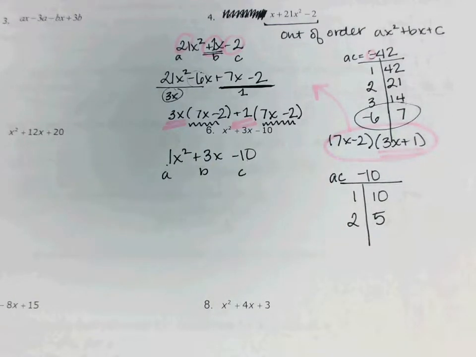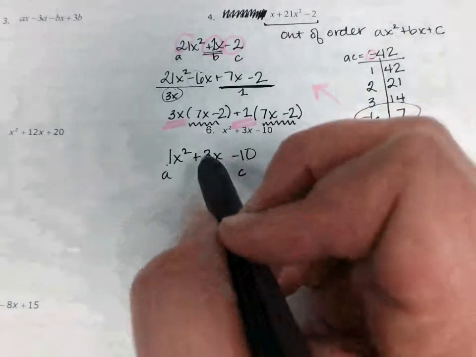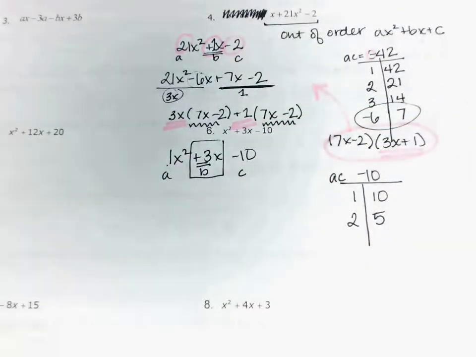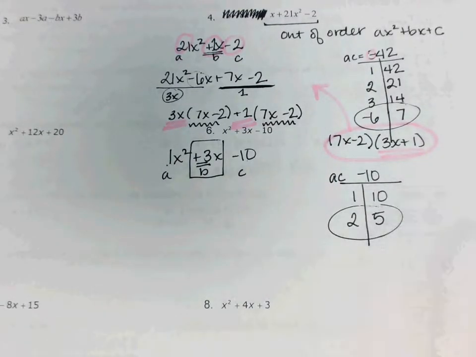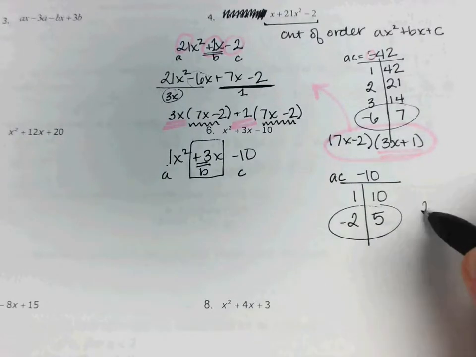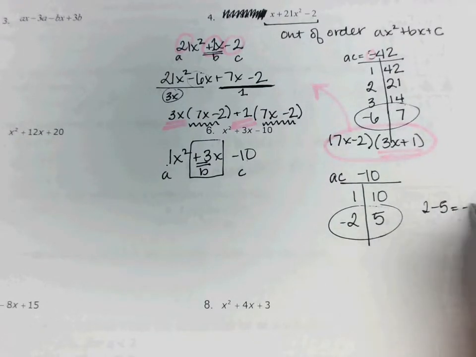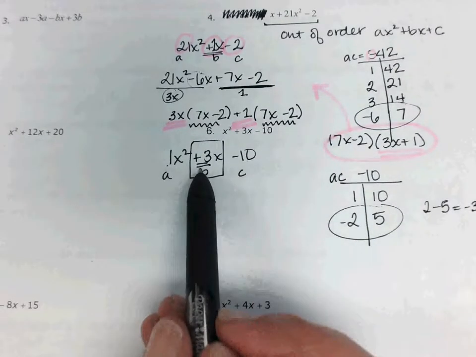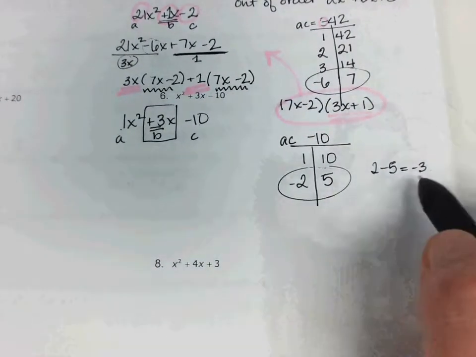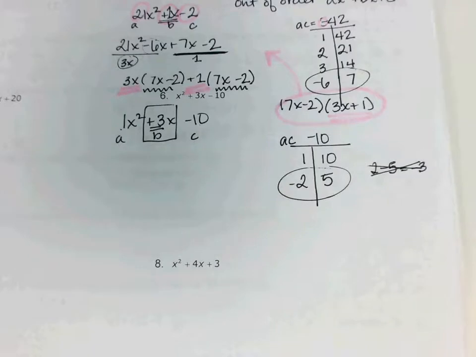But remember, since it's a negative at the top, that means I need to subtract. What do I want it to be? Letter B is a 3. So 2 and 5 subtract to 3, but I'm going to do 5 minus 2. If I did 2 minus 5, that would give me negative 3. That is not what I want here in the middle. So that's how I know not to do that. This combination is not going to work. The minus has to be on the 2.